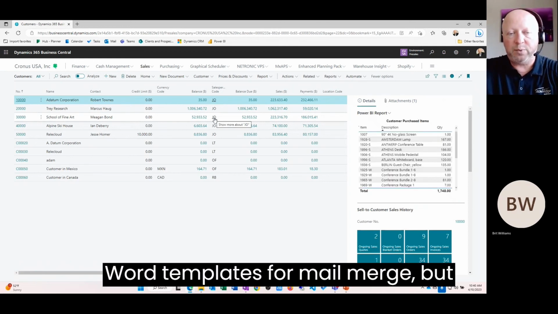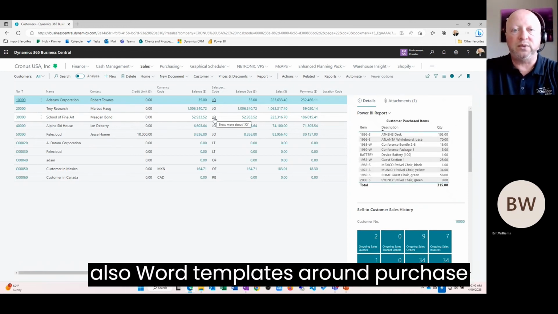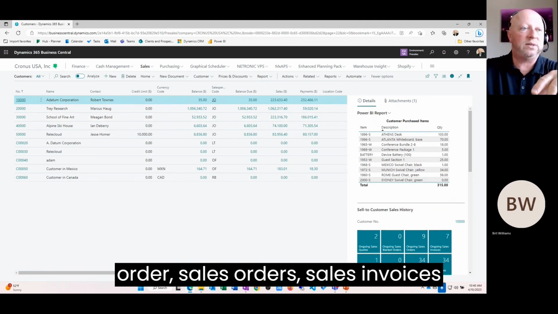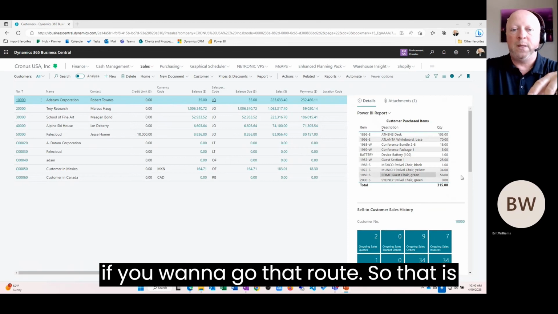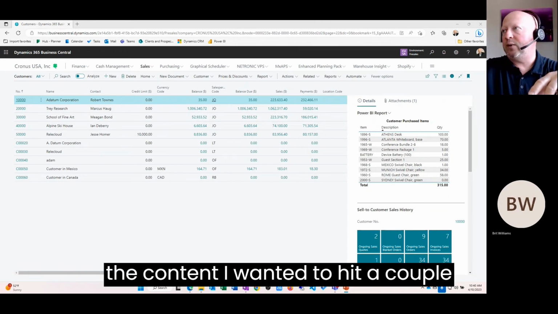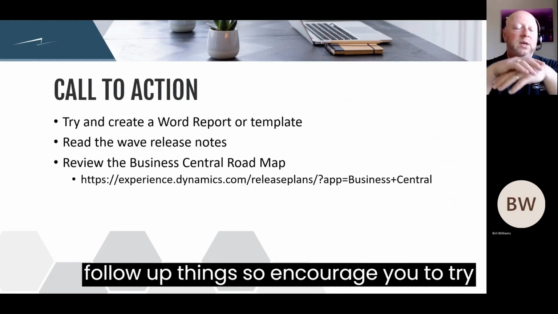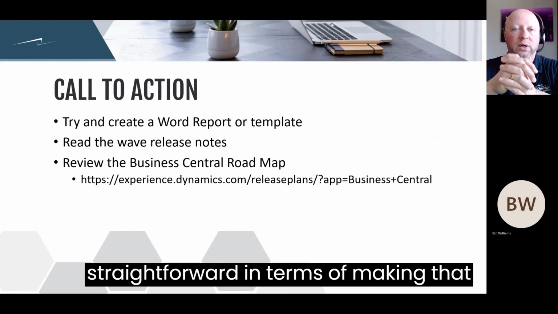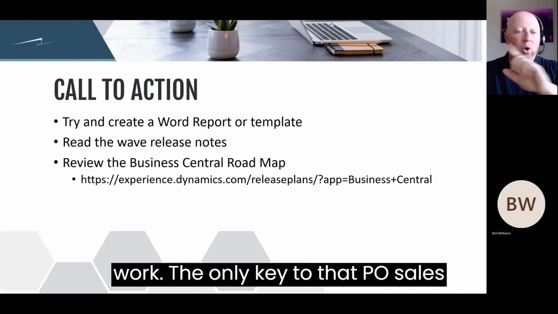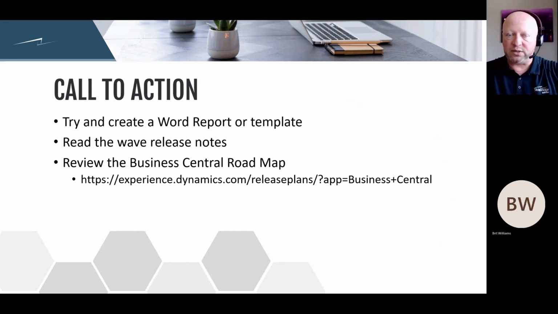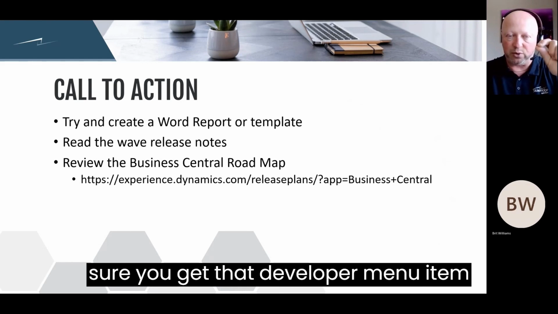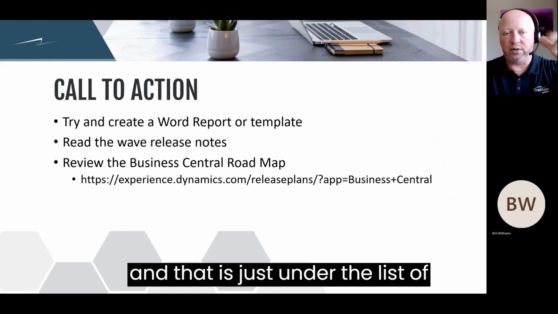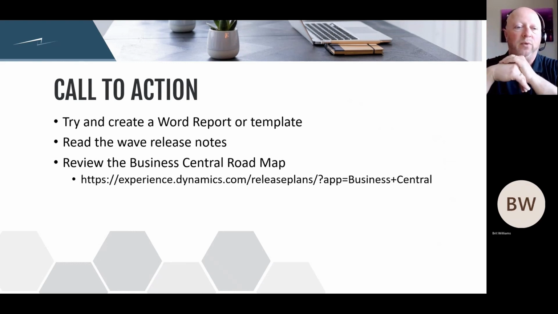So that is Word templates for mail merge, but also Word templates around purchase orders and sales invoices, if you want to go that route. So that is the content I wanted to hit. A couple of follow-up things. I encourage you to try Word reports or mail merge templates. Check them out. They're pretty straightforward in terms of making that work. The only key to that PO, sales order, sales invoice thing is to make sure you get that developer menu item, and that is just under the list of menus. You just check it. It's pretty straightforward.